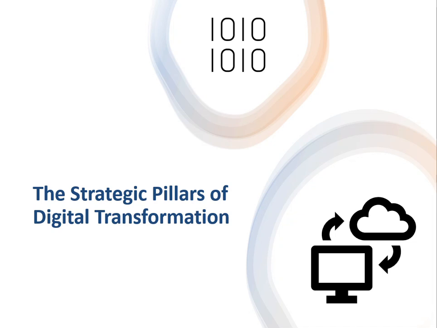Welcome to video 3. In this one, we're getting into the core structure of a digital transformation strategy, the strategic pillars. These are the building blocks that hold your transformation together. They help you align stakeholders, build your roadmap, and prioritize investments.